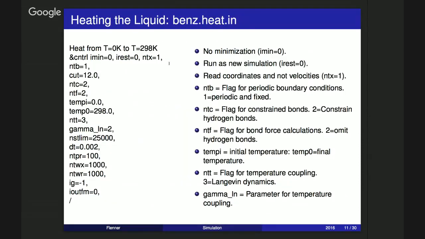So after you minimize it, you can think of a minimized structure as essentially a temperature equals 0 structure. But essentially it's a low temperature structure. And so what is very typically done, once again, to not have any problems with the simulation, is that they heat it from the 0 temperature to a higher temperature. So here's another script where we're going to heat it from 0 temperature to 298 K.